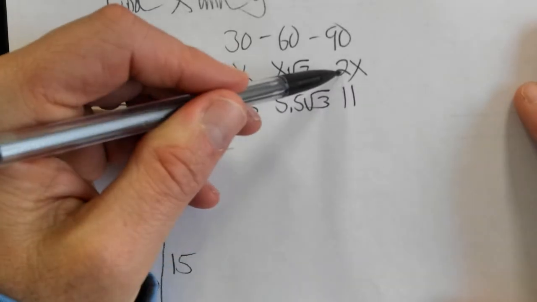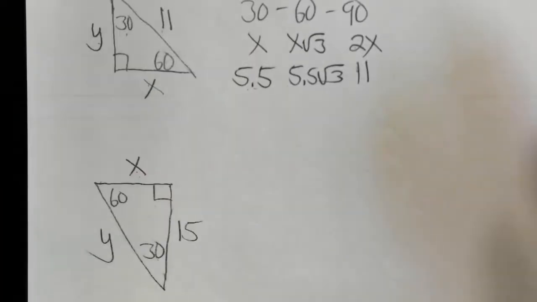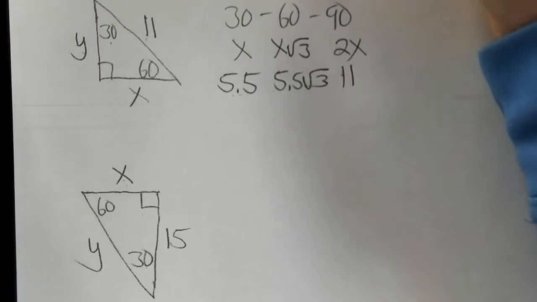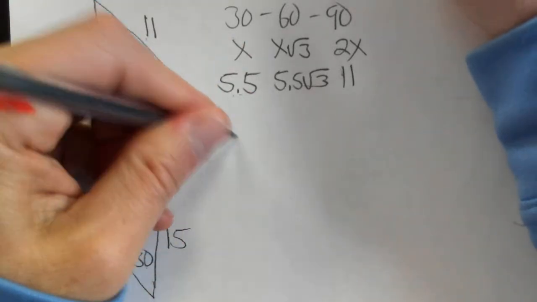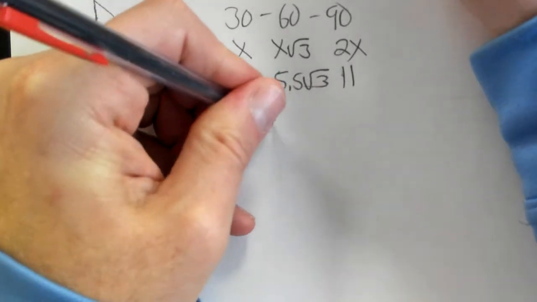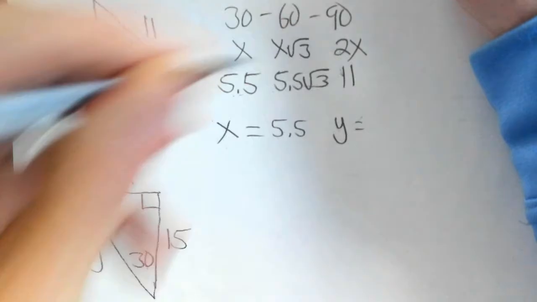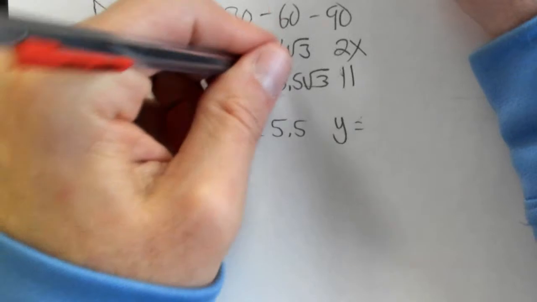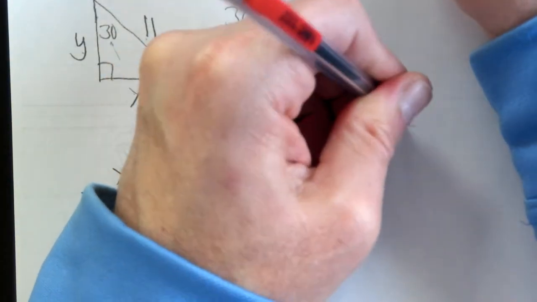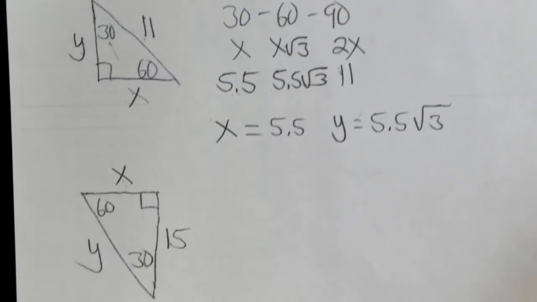And so again, if this is not an even number, then this will end up being something point 5. Okay? So now, which one's the x and which one's the y? Well, what column is the x? It's the 30, 5.5. And what column is the y? It is the 60, so that's 5.5 square roots of 3. All right, so there we go. There's your answer.